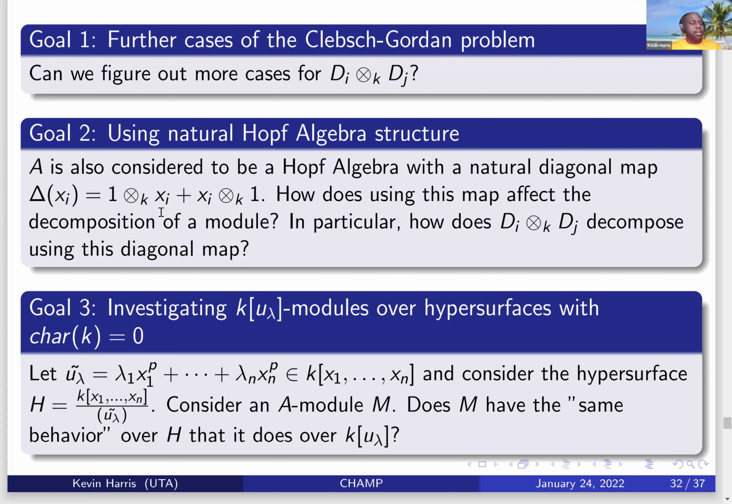Okay. And then another thing we want to think about is what happens if we remove prime characteristic P. So what happens if we let the characteristic of K be 0, for instance? Basically, if we take away the prime characteristic, a lot of the group algebra structure breaks down. So we can't do a lot of the same things we were doing before. So now we have to use, instead of K bracket U lambda, because that's not really useful once the characteristic is not P, a hypersurface, and basically ask ourselves if a module has a similar behavior over H that it does over K bracket U lambda.